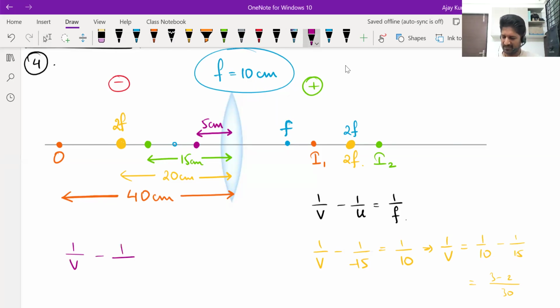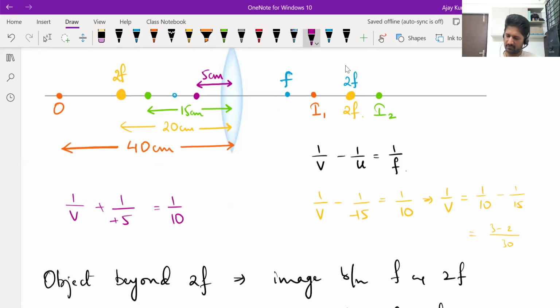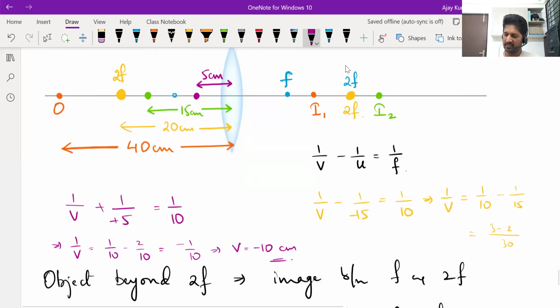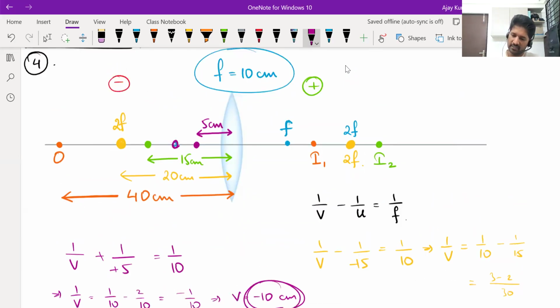1 by V minus 1 by U is equal to 1 by F. Sending it to that side, it becomes minus 1 by minus 5. So 1 by V is equal to 1 by 10 minus 1 by 5, which is minus 2 by 10. You get minus 1 by 10. That means V is minus 10. And what does the minus sign indicate? It indicates that the image is formed on the left side itself. And interestingly, we got minus 10, meaning it's forming exactly on this focus. Anyway, that is not the actual focus for this problem, because when the object is on the right side and focal length is positive, the actual focus is this. We just indicated a distance f on the left side to know where the image is forming or where the object is placed. And we see that when the object is at 5 centimeters, the image forms here.